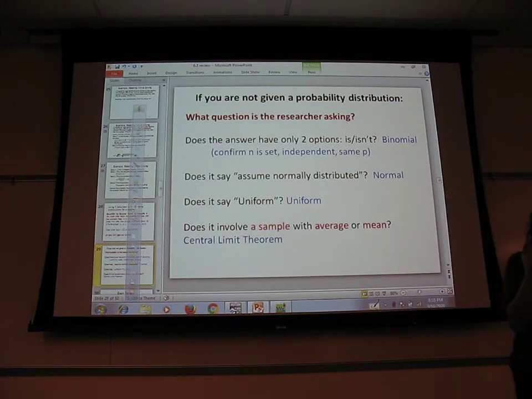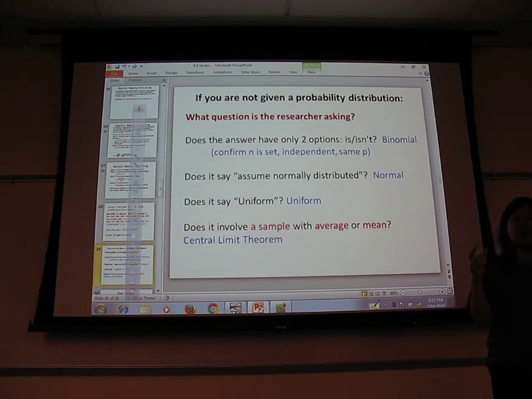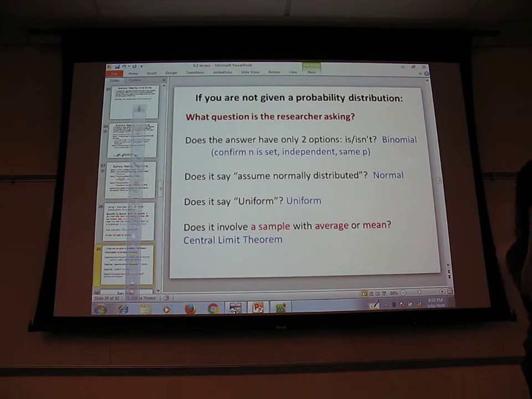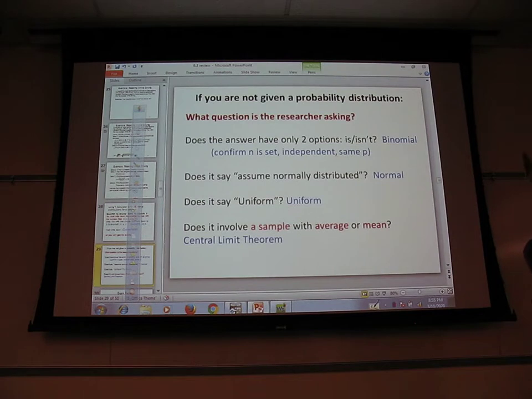So one, I might just give you a probability distribution and say, here it is, which would mean I give you the x's and the probability of the x's, right? And a table, and you find stuff from there. If not, then there's three distributions we've talked about. What are those three? Binomial, normal, uniform. Good. You can just read off of here too.